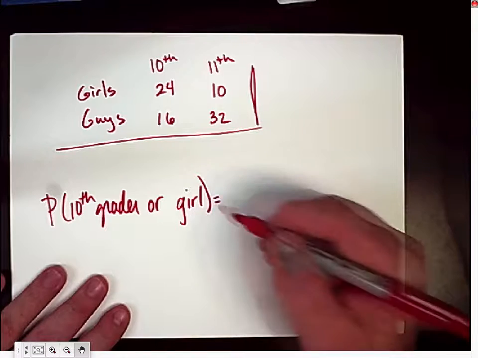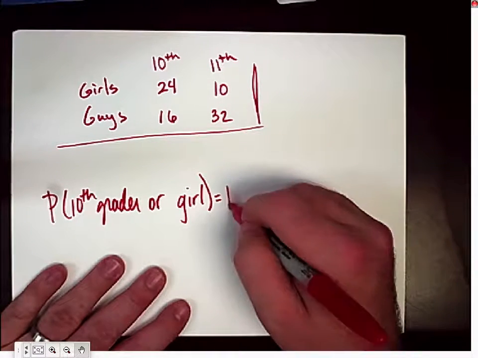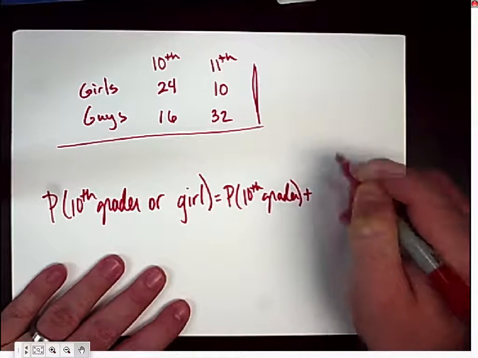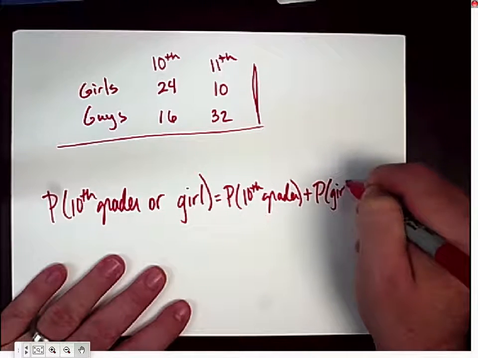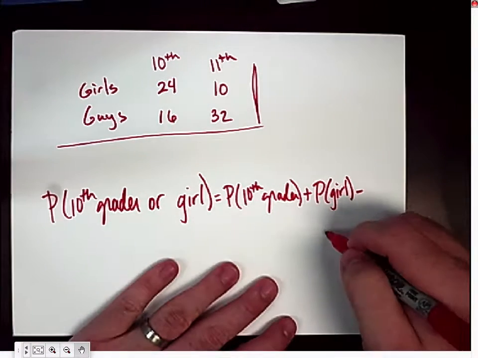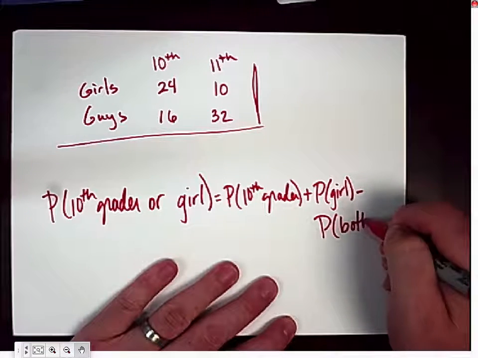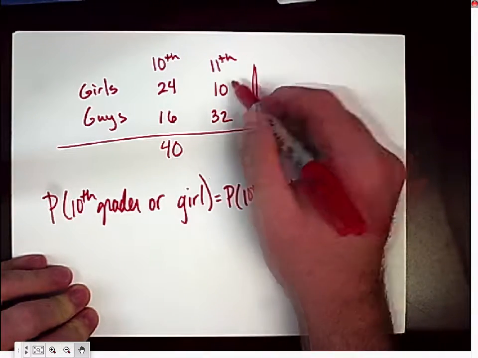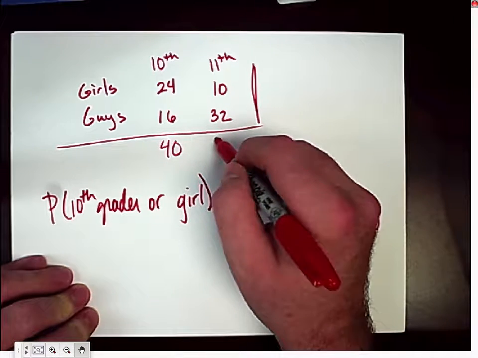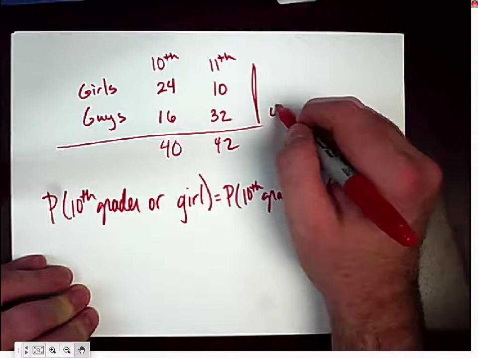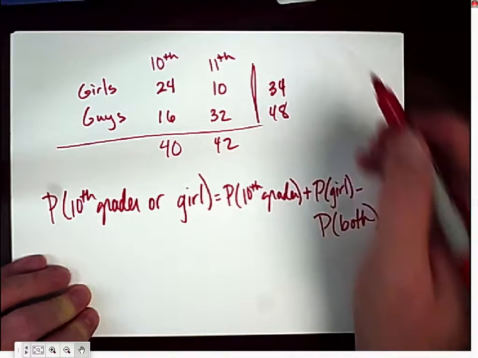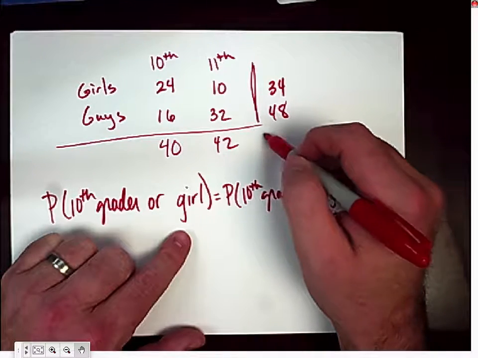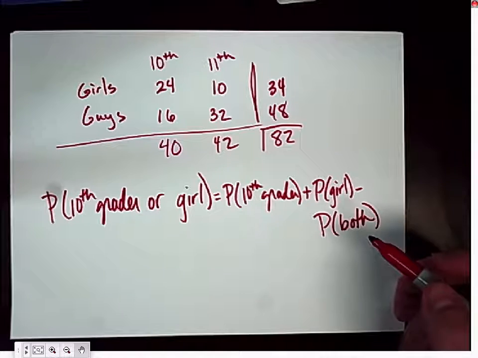Okay, well, according to the formula, what is that? It's the probability that it's a 10th grader plus the probability that it's a girl minus what? The probability that it's both a 10th grader and a girl. Okay, so that adds up to be 40. That adds up to be 42. That adds up to be 48. That adds up to be 34. So those add up to be, there are 82 total students.